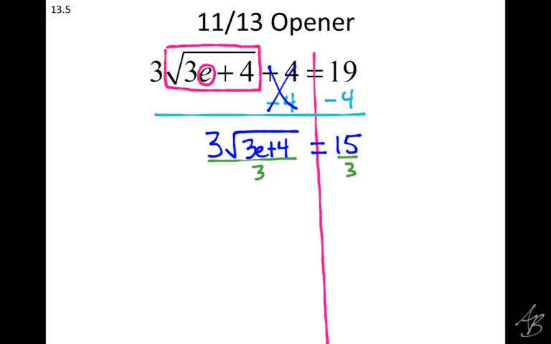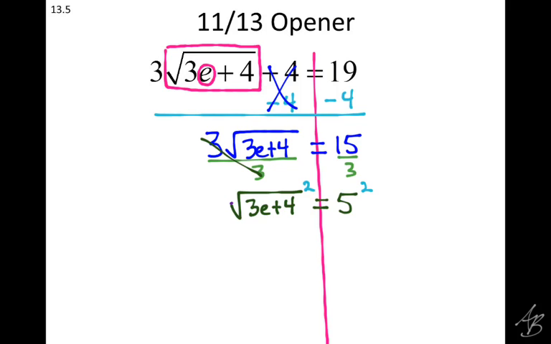And when we do that, those 3's on the left side cancel, leaving what? Square root of e plus 4. Okay, and on the right side, 15 divided by 3 is? 5. Okay, now the square root's by itself, so what can we do to get rid of it? Square. We're going to square it. Alright, so we're going to square both sides. We're going to square this side to get rid of the square root. Remember, square goes up and to the right, and we square the right side also.